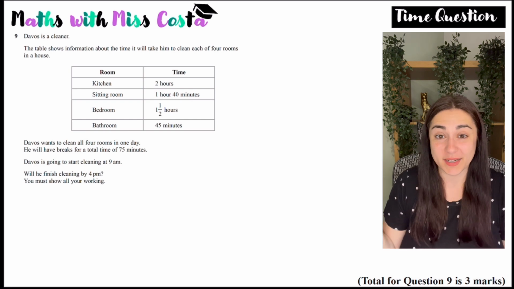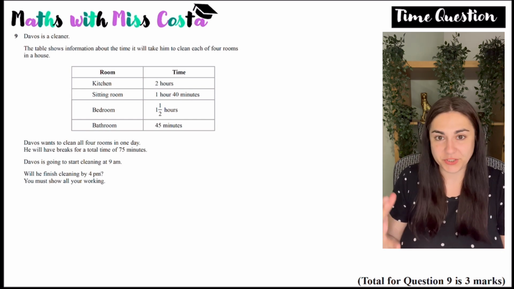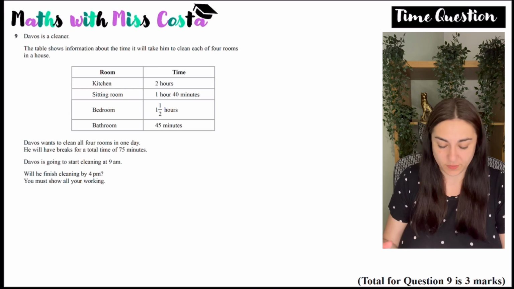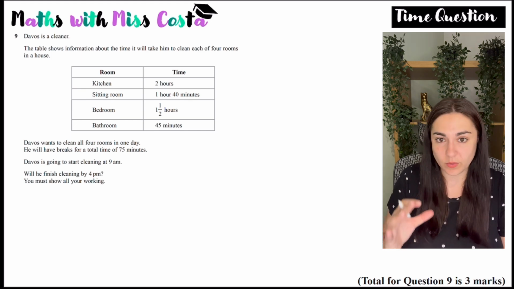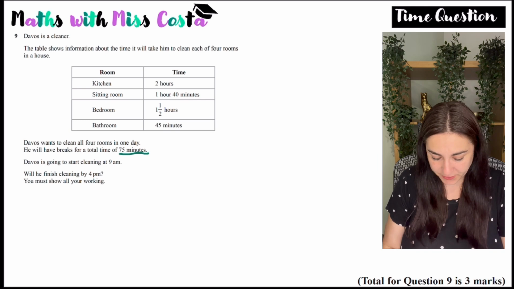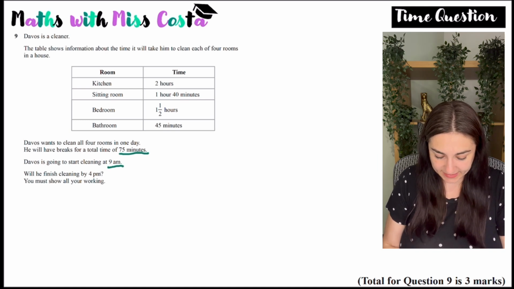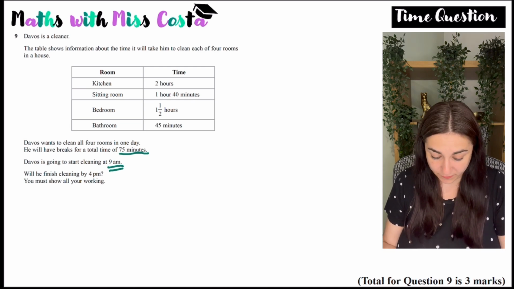Okay, so here I've got a time question. So I'm told that Davos is a cleaner. The table shows information about the time it will take him to clean each of the 4 rooms in the house. Davos wants to clean all 4 rooms in 1 day. He will have breaks for a total time of 75 minutes, and he is going to start cleaning at 9 a.m. Will he finish cleaning by 4 p.m?